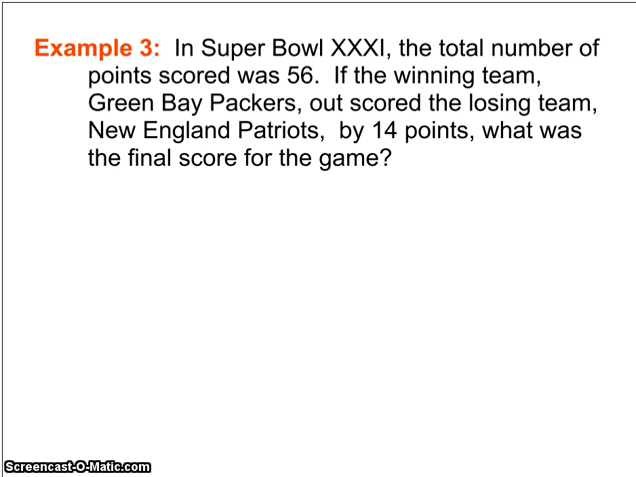Last one. I'm going to run out of time here, Panthers, but I will help you with this one. Actually, we'll probably need more time, but let's get started. In Super Bowl 31, the total number of points scored was 56. I know the total. That's going to be equals 56. If the winning team, Green Bay Packers, outscored the losing team, New England Patriots, by 14 points, what was the final score for the game?